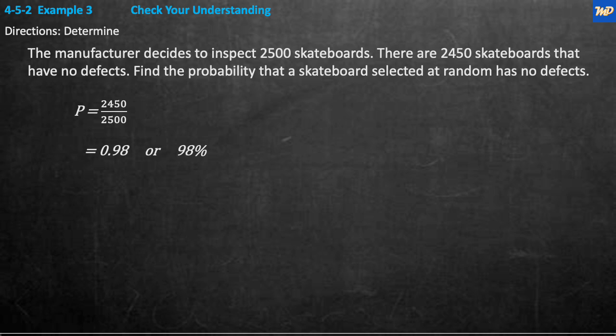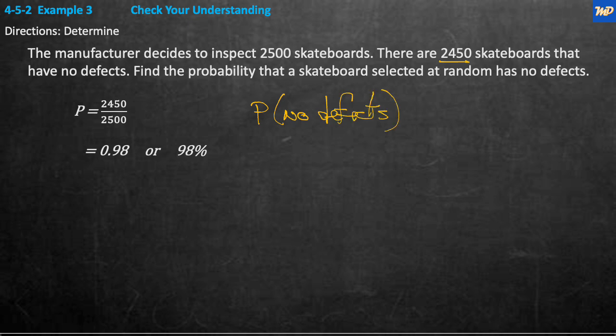Okay, check your understanding on example 3. We're going to run our own experiment here. The manufacturer decides to inspect 2,500 skateboards. There are 2,450 skateboards that have no defects. Find the probability that a skateboard selected at random has no defects. Again, you look at the number of what you're looking for, which is no defects. They pulled out 2,500 boards and checked them, and 2,450 had no defects. We want the probability of no defects.